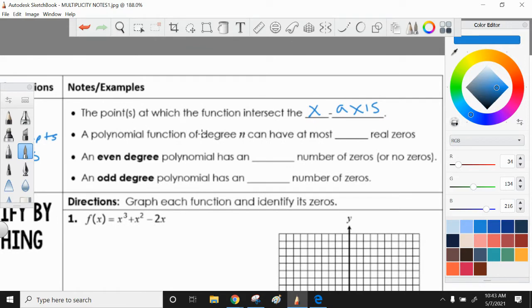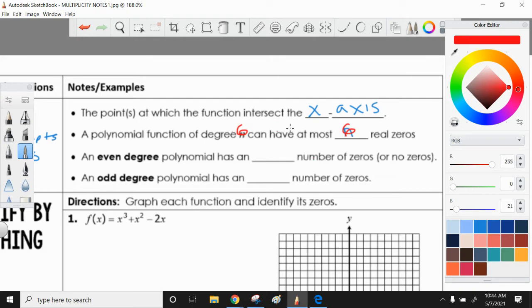x-axis. A polynomial function of degree n can have at most n real zeros. So that's a really interesting point that maybe you haven't thought about before. We've kind of said that a degree 2 polynomial will have two answers. A degree 3 polynomial could have three answers. A degree 3 polynomial could never have four, okay? And that is the idea here. Some people don't like this letter n because it seems a little too funky, but if I put 6, then it's 6. So if I've got a 6-degree function, that could have at most 6 real zeros.